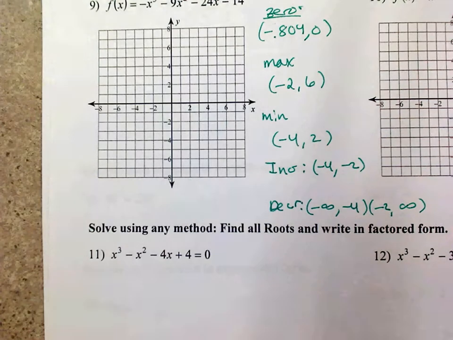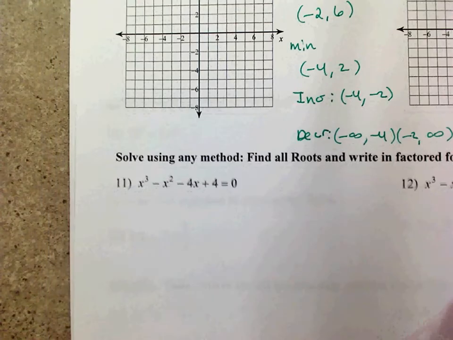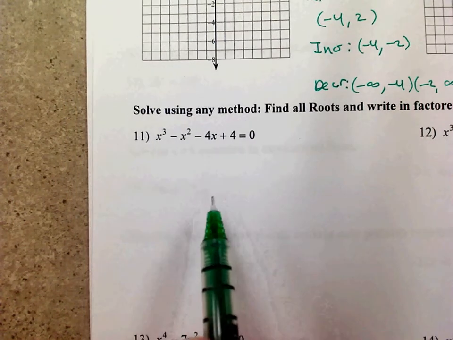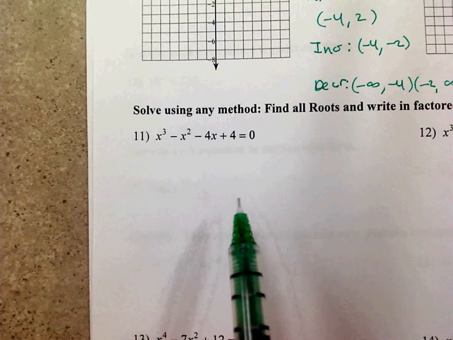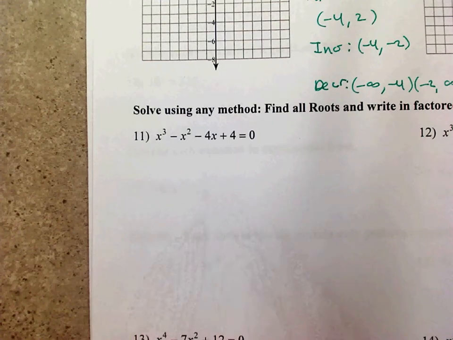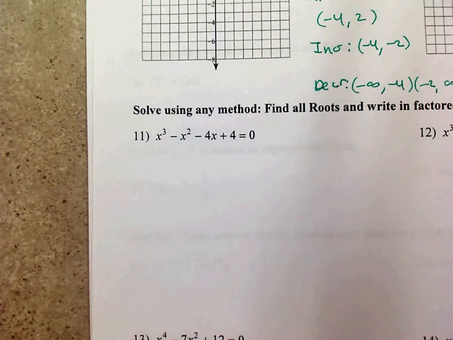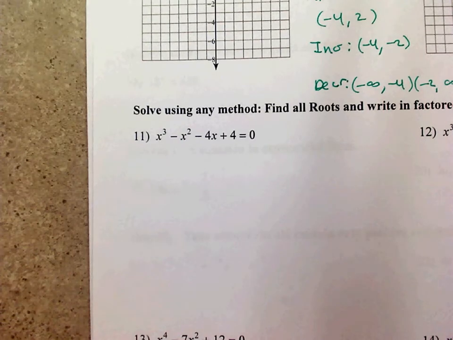Solve using any method, find all roots, and write in factored form. What do you want to do? You want to factor it? You remember how to factor it? Yeah, group? You with me? Hello? Stop zoning. Okay. Are you writing these down, Sam? It's hard to when you're leaning so far away.